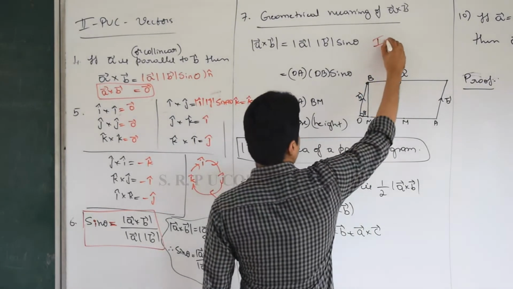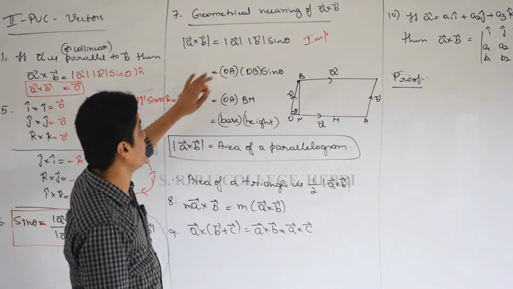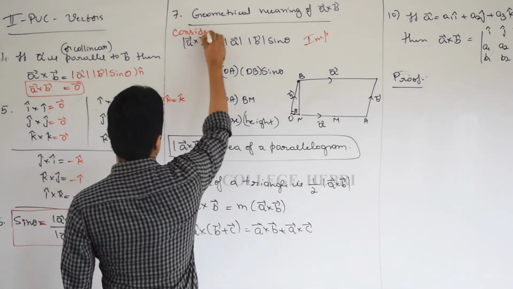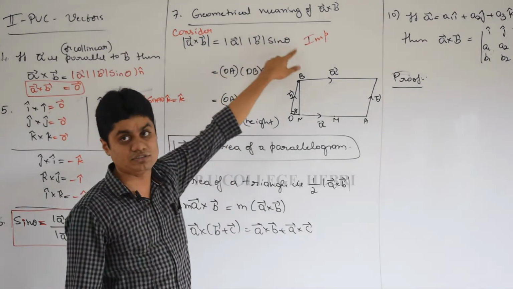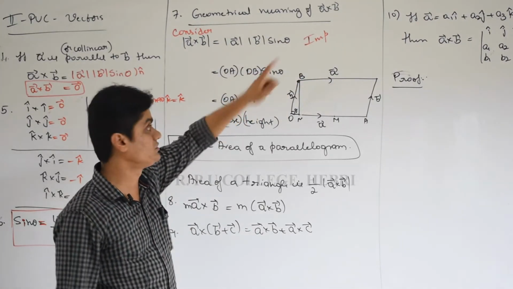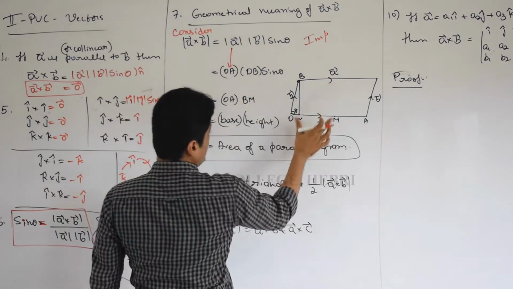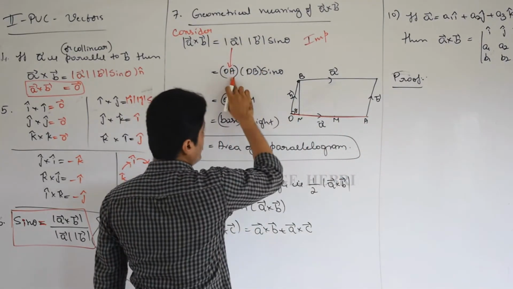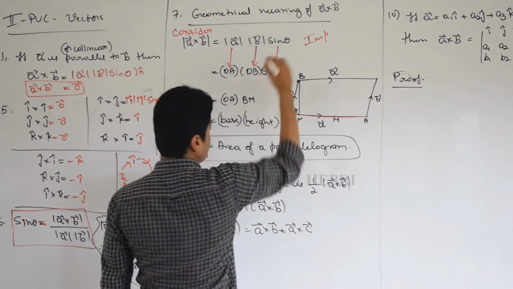Next one is important, observe carefully, a very important result: the geometrical meaning of a cross b. Consider magnitude of a cross b, that is magnitude of vector a, magnitude of vector b into sin theta into magnitude of n cap. But magnitude of n cap is 1, so it will not be there. Now observe carefully, magnitude of vector OA, the full length, is nothing but magnitude of vector a, and OB is magnitude of vector b, into sin theta.